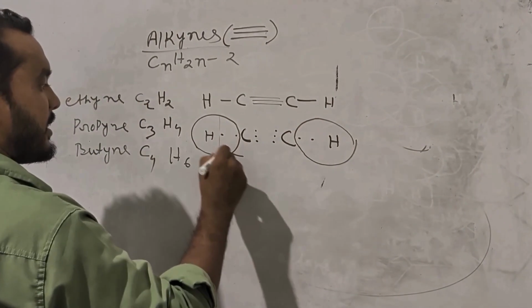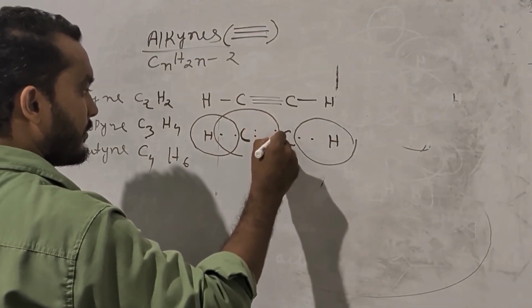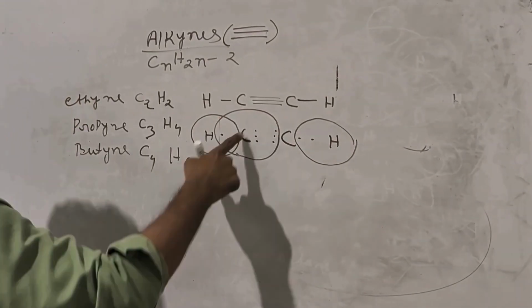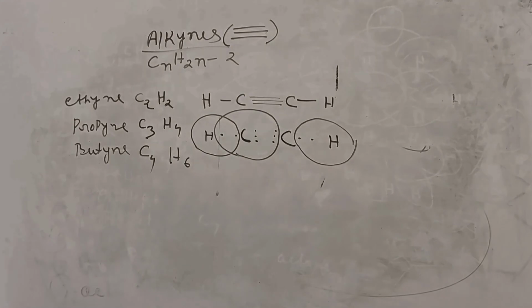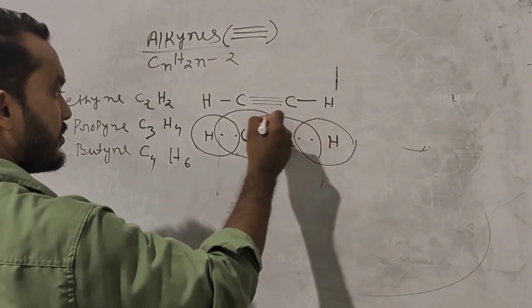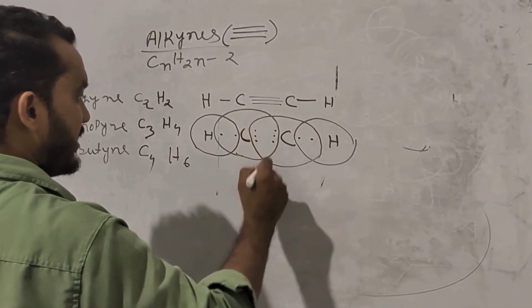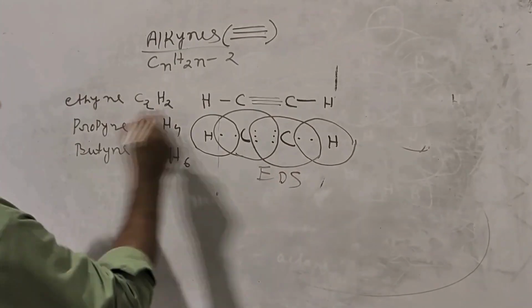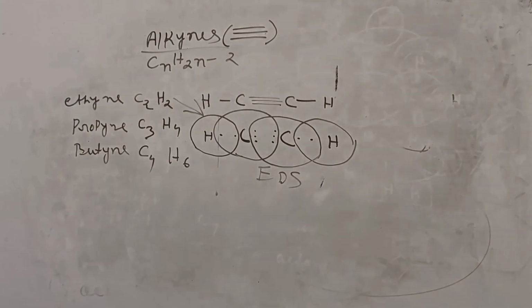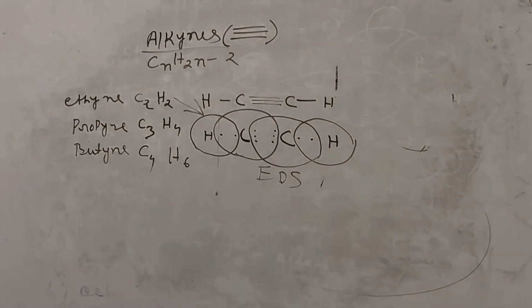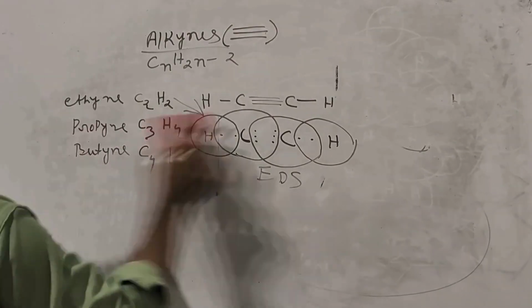Now you need to satisfy the carbon. In the big circle, there are 8 electrons. I need to satisfy this carbon also. This is the EDS, electronic dot structure, of what? Ethyne. Am I clear to you? Okay, let me rub it.